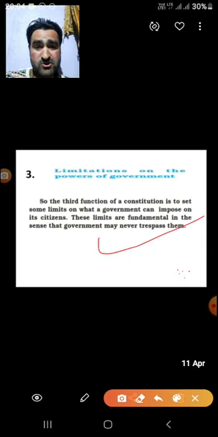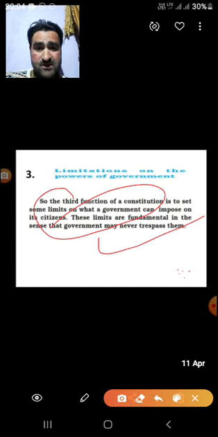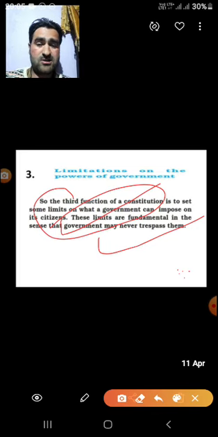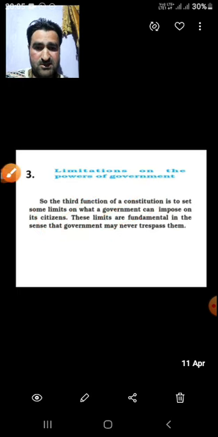So the third function of the constitution is to set some limits on what a government can impose on its citizens. Every citizen also has to observe certain limits. The government itself cannot trespass the constitution, although I have told you that it is not entirely black and white. You would see in the contemporary world there are democracies, but the democratic governments are not there. The constitutions are not entirely abided by in most of the developing societies. However, that is not related here. We have to go by the book: limitations on the powers of the government.